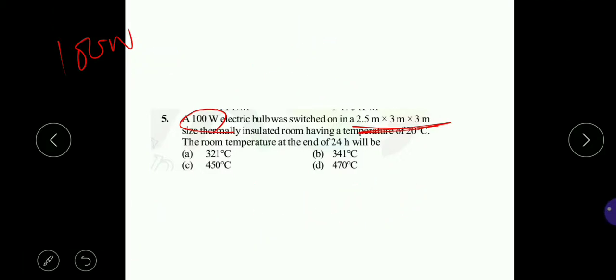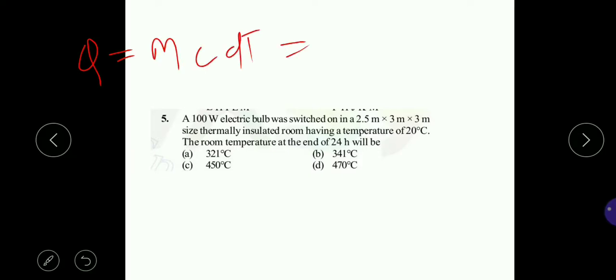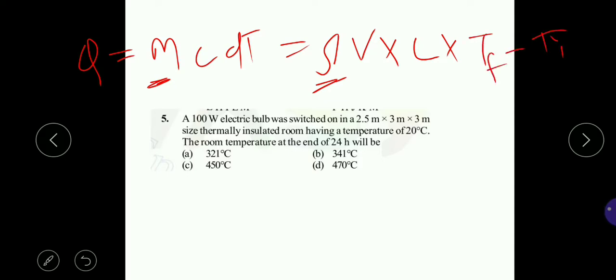Okay, so if we can calculate in terms of temperature that amount of heat, Q will be equal to mc dT. m is the amount of mass of air present inside that room, so I can find that using rho into V, where rho is the density of air and V is the volume of air. C is the specific heat of air and dT will be Tf minus Ti, where Ti is known to us and Tf we need to calculate.